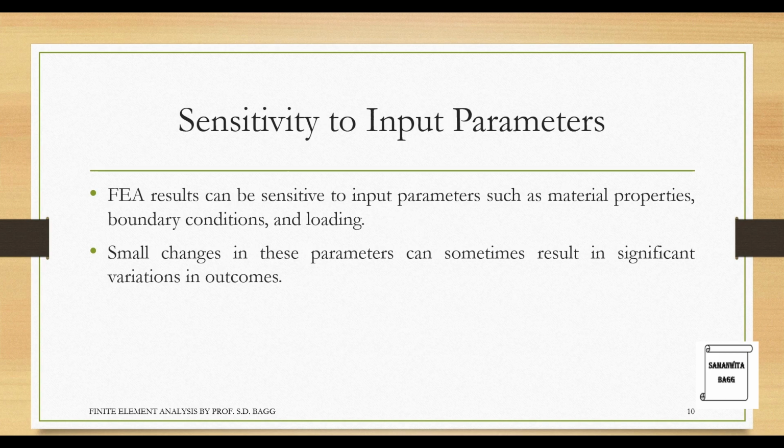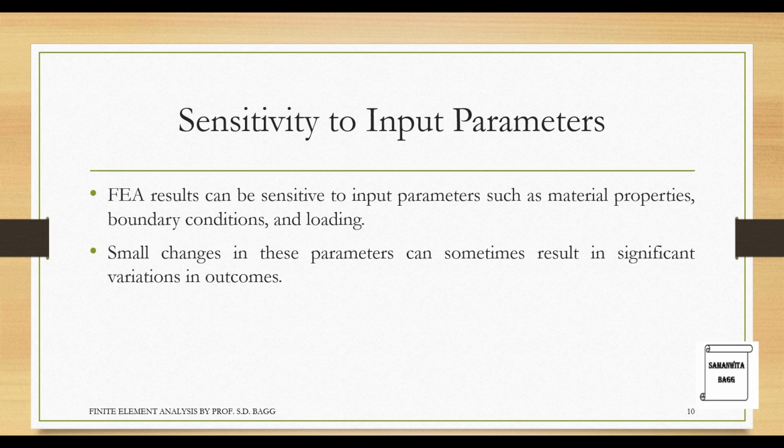Sensitivity to input parameters. FEA results can be sensitive to input parameters such as material properties, boundary conditions, and loading. Small changes in these parameters can sometimes result in significant variations in outcomes. You need to be very careful when you are using a particular material property, boundary condition, or loading that you have applied to your model.